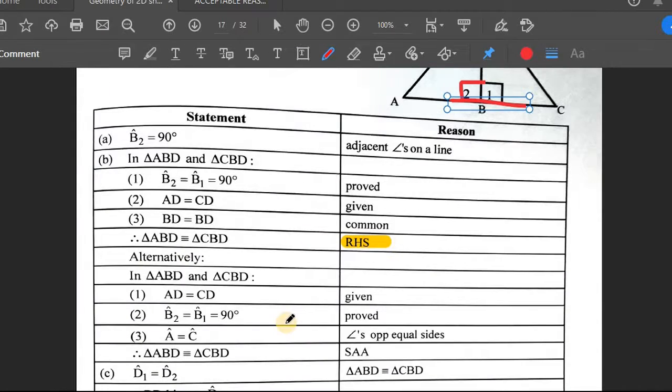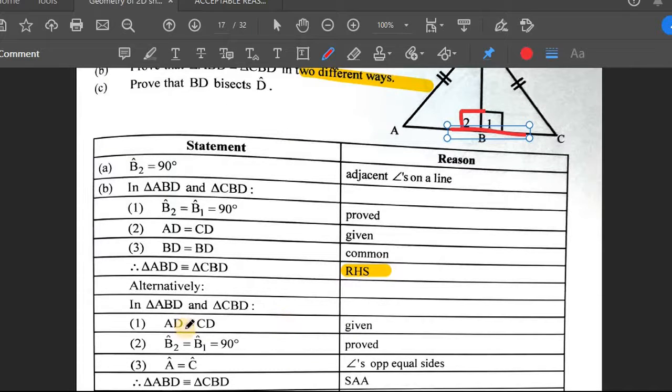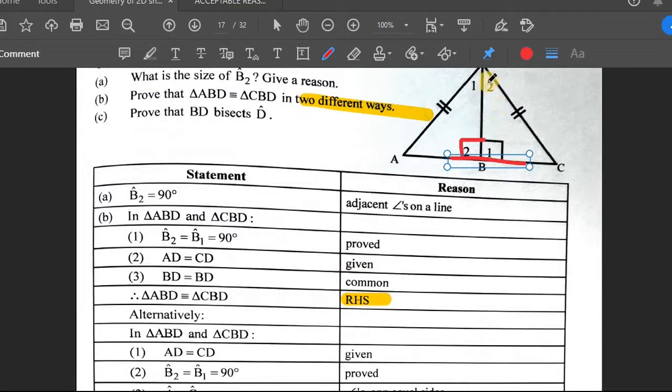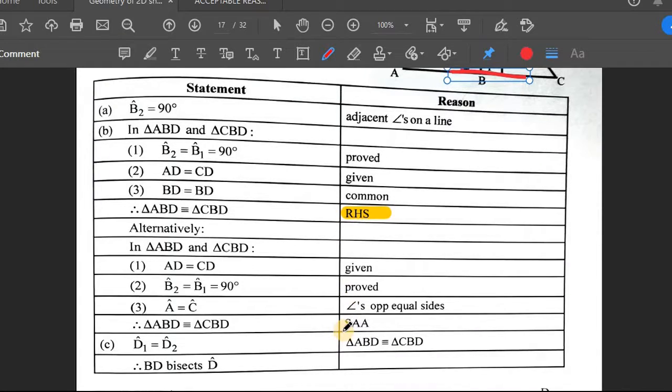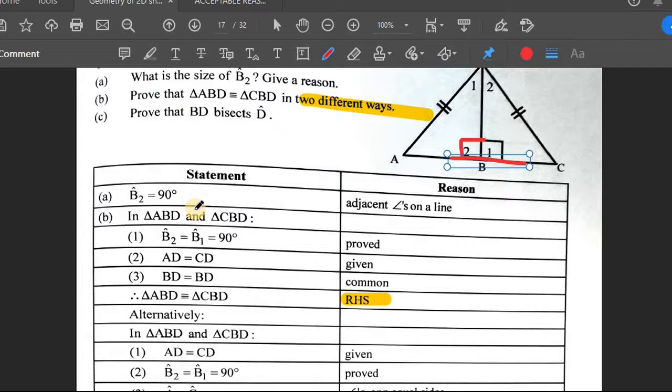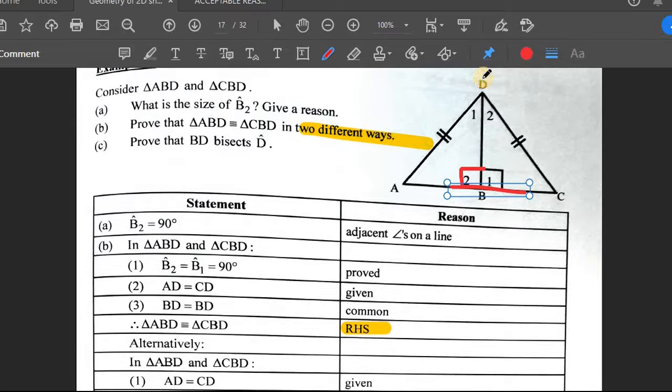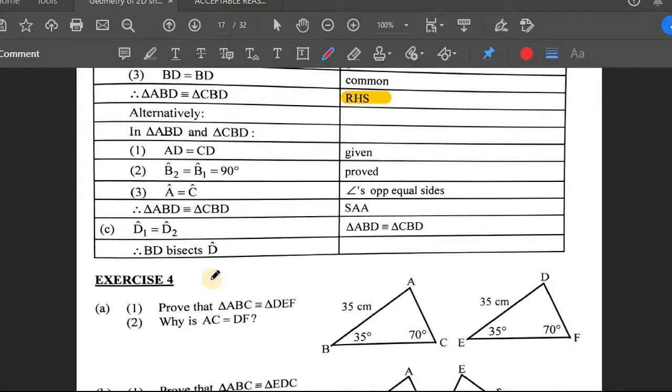Alternatively, we've got that AD is equal to CD, right? That's given there, and you can read that there. Like I'm saying, yes, you can read the answers there. I've done this too many times in the video. Prove that BD bisects angle D. Let's look at our answer.